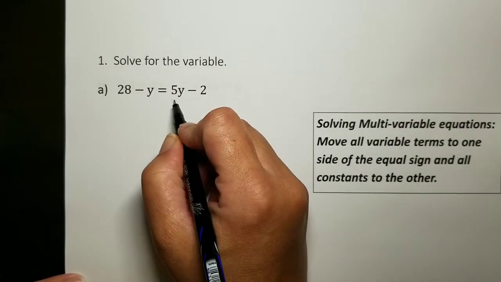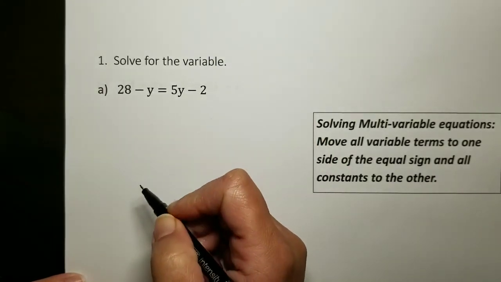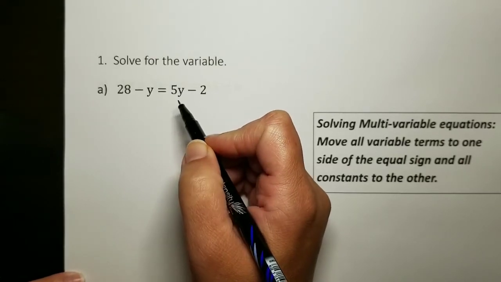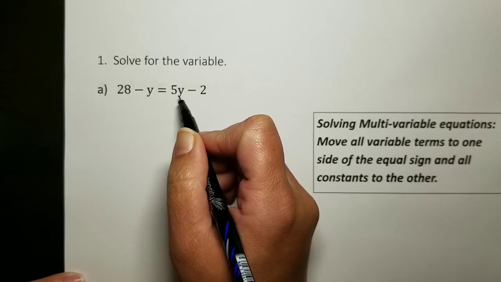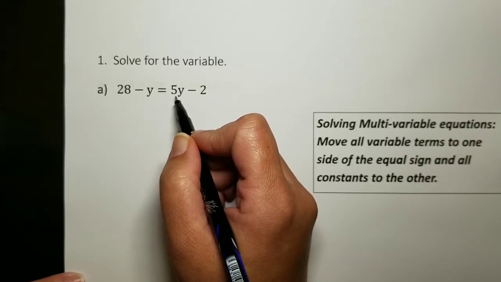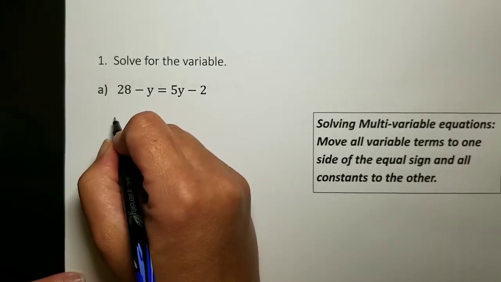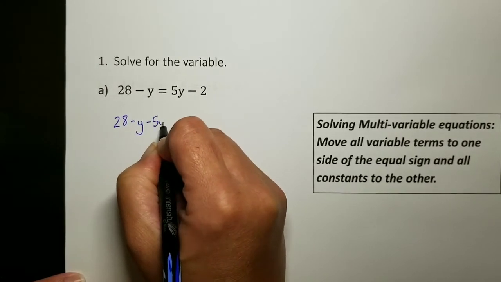So the first thing I'm going to do is I want this 5y to be over on the left-hand side. I can't just cross it out. I can't actually just move it. What I can do is undo my operations, do opposite operations. What could get rid of 5y here? I could subtract it. I could do minus 5y. If I subtract it, I have to do that on the other side. So I've got 28 minus y minus 5y.